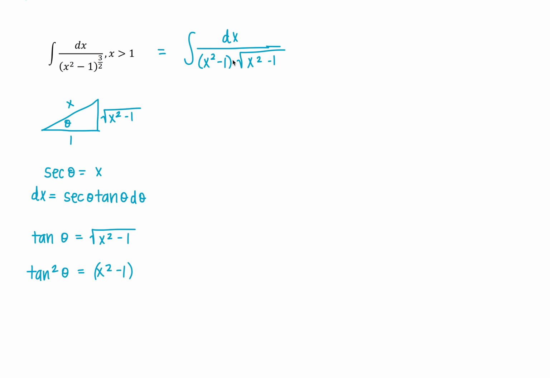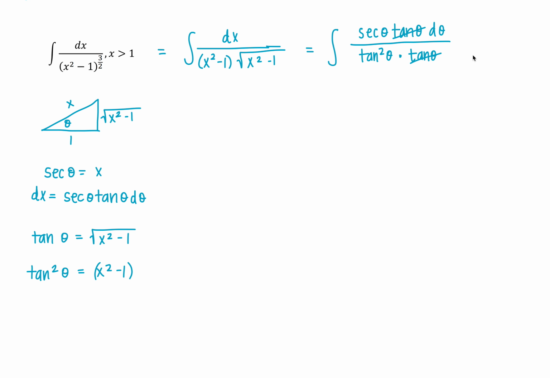So now we can come back and substitute. What do we have? Well, dx is equal to secant theta tangent theta d theta. And in the denominator, the x squared minus 1 is tangent squared theta, and the radical is just tangent theta. So you can see that we can cancel out the tangent thetas. So I'm left with secant theta over tangent squared theta d theta.